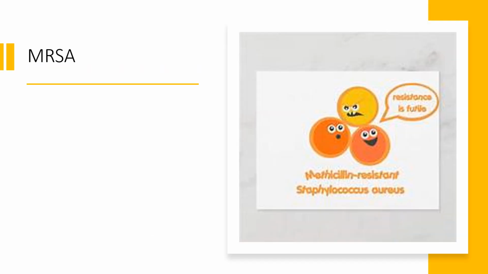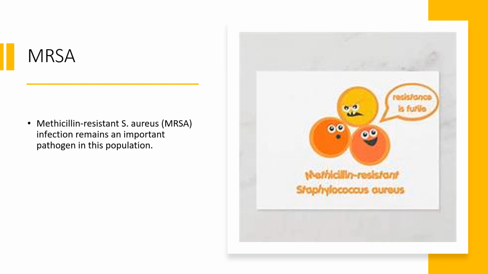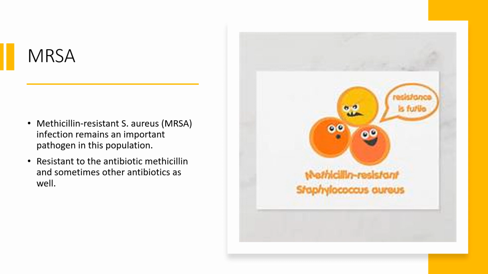A subtype of Staph aureus infection is MRSA, methicillin-resistant Staph aureus. This is another really important pathogen in the population. It's a type of bacteria that is resistant to an antibiotic called methicillin. So it can't be treated with methicillin and sometimes other antibiotics as well. And because of its antibiotic resistance pattern, MRSA infections are often a little bit more complicated to treat than infections caused by other bacteria that are not antibiotic resistant.